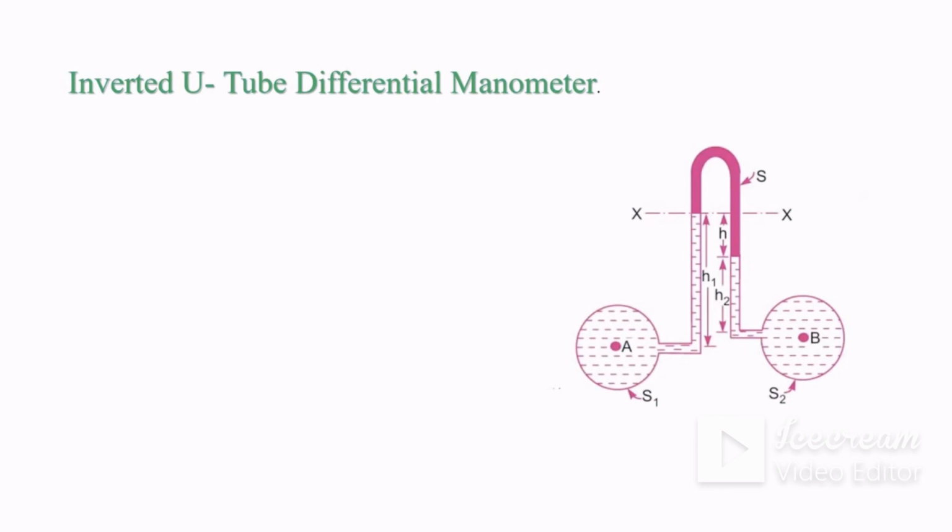So it also consists of an inverted U-tube containing the light liquid. Here the major difference is that the liquid has to go against gravity. So this liquid is what? Light liquid.